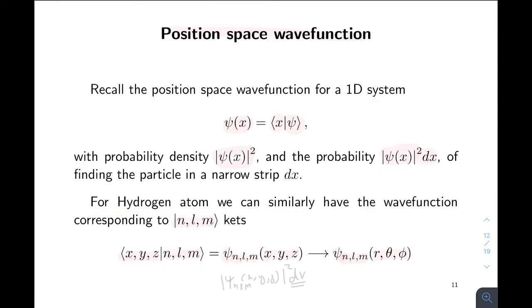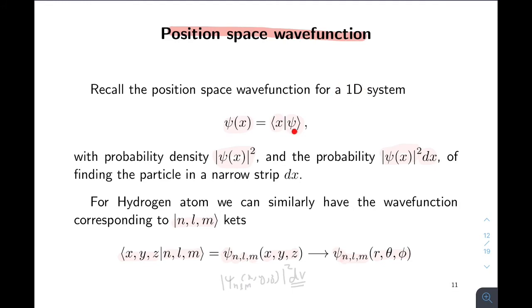Now we answer the question: what information do we have about the position of the electron around the nucleus? For this, we need to look at the position space wave function, and let's first recall the position space wave function in the one-dimensional case.